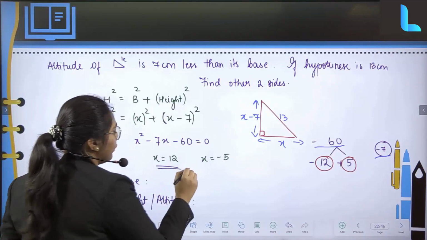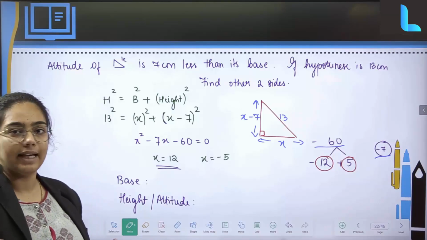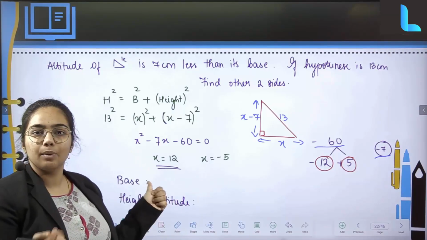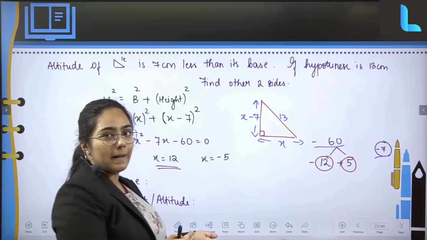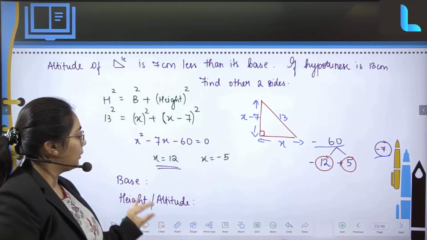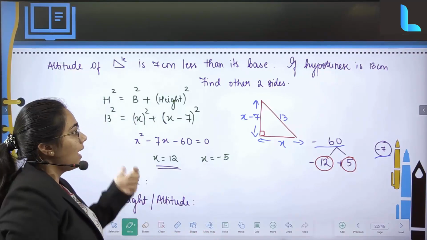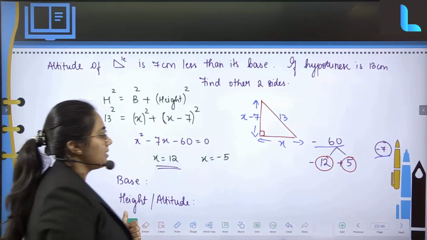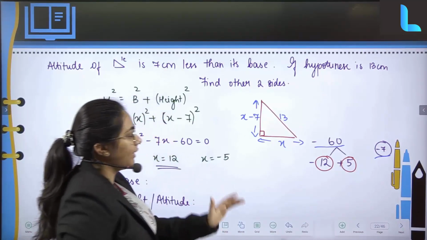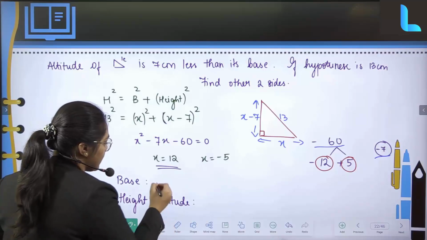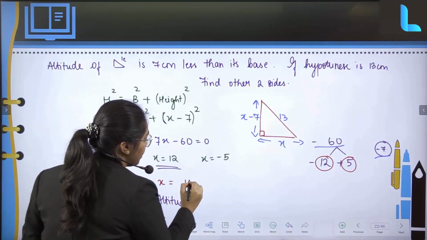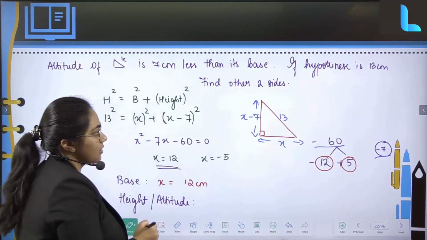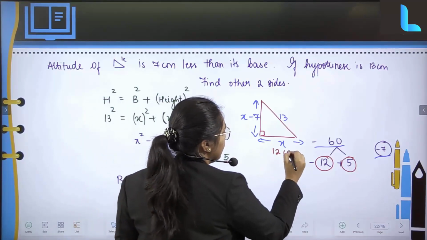So now when I solve for it, the value of x I'll be getting is x is equal to 13 and x is equal to minus 5. So you have to write what is the base and altitude, the other two sides is what they have asked us. So once I've got x, base is what we had considered. x is equal to 12 centimeter. That is, base is going to be 12 centimeter.